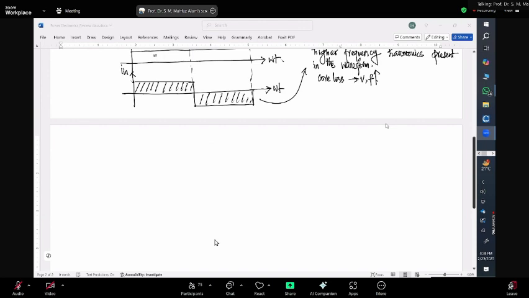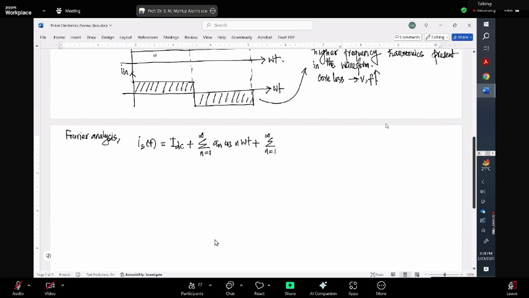Okay. So as you can see from the Fourier analysis, it is said that any signal, whether it is current or voltage, can be represented as a DC component of current, that is IDC, plus some higher frequency components: the sum from n equals 1 to infinity of an cos n omega t, plus again the sum from n equals 1 to infinity of bn sin n omega t.